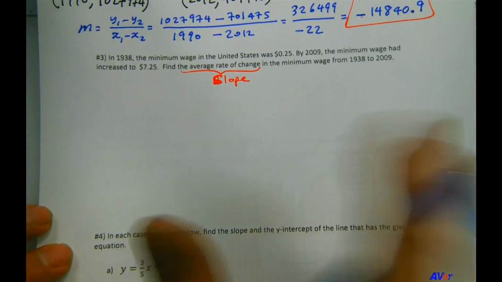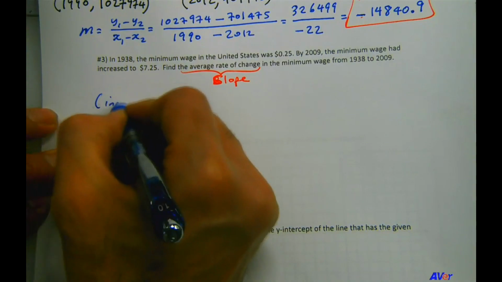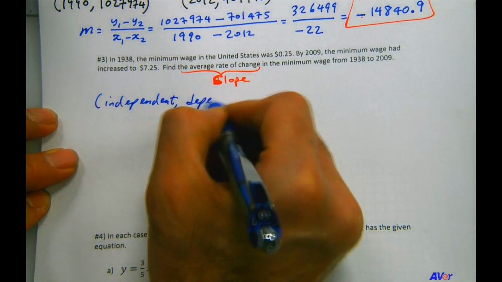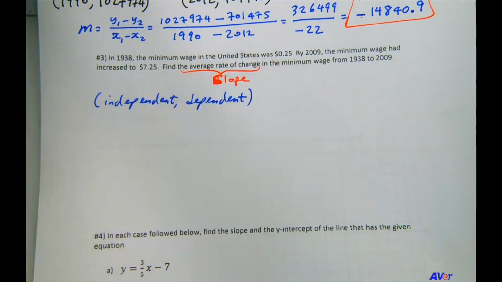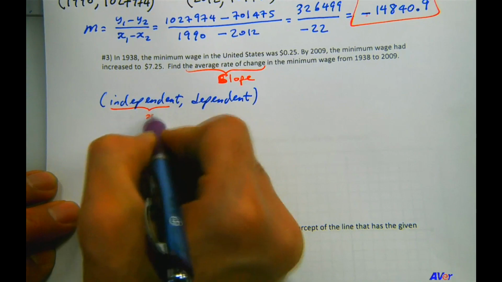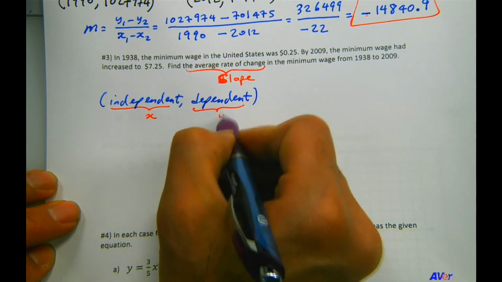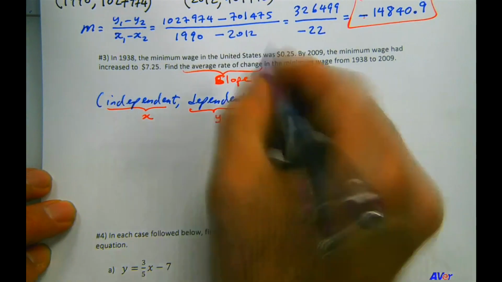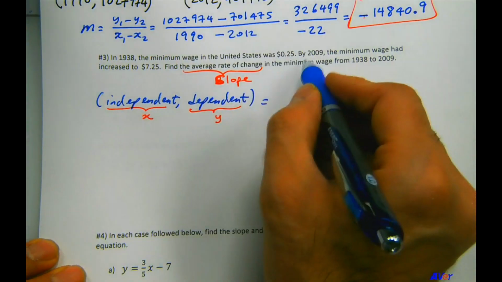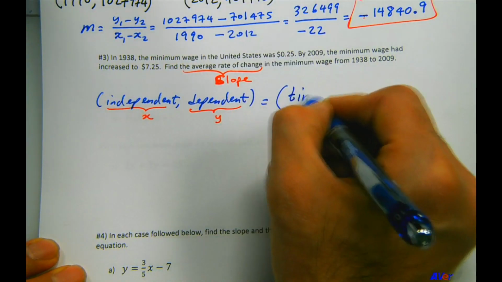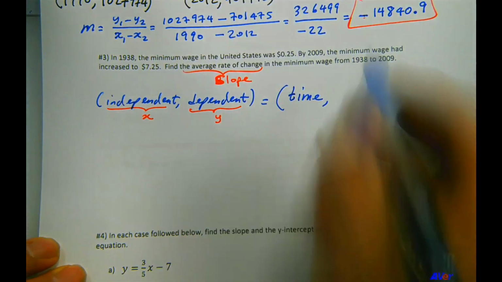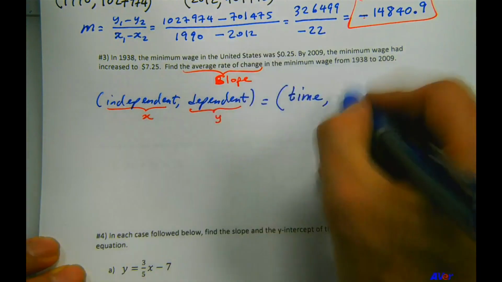Okay, so I'm assuming you've done that, and now you're back. So independent, comma, dependent, because we know this is x comma y. The x value is always the independent variable, and the dependent variable is the y variable. In this case, the independent variable, and I hope my response agrees with your response, is time, the year. Those are independent. And then dependent is the minimum wage.